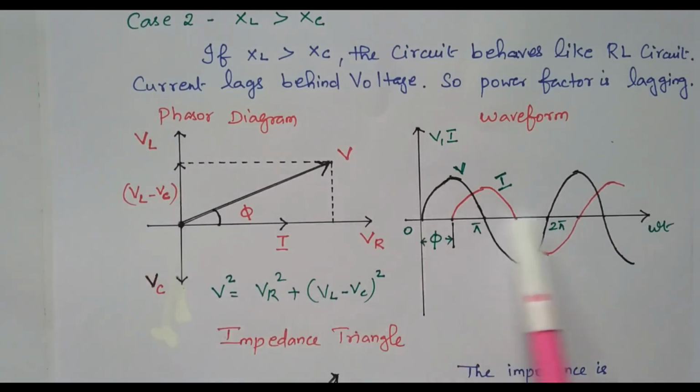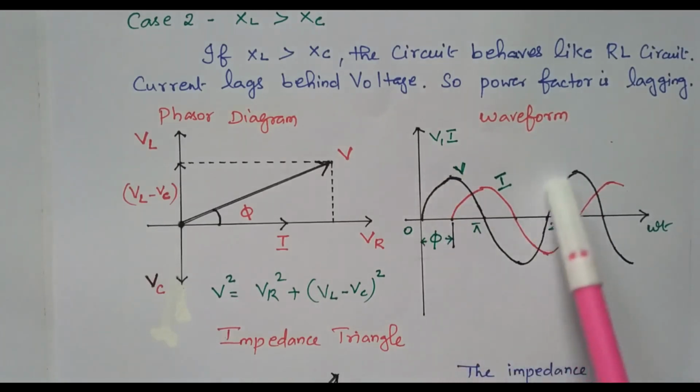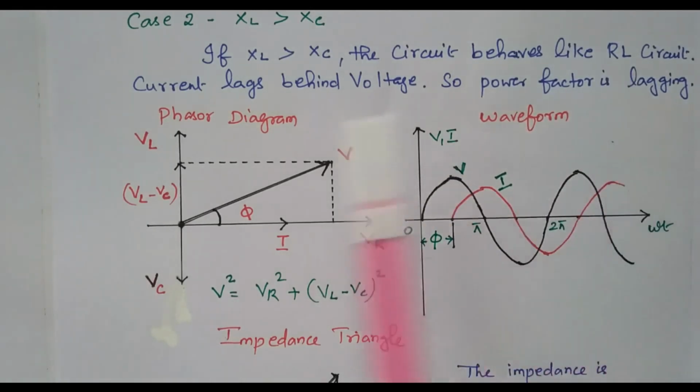Based on that, the waveform is available. This is the voltage, which starts at 0 degrees. Here, in the RL circuit, the current is lagging. So the current starts after some time, that is a phi angle. After the phi angle only the current starts. So the current lags the applied voltage by phi. There is a lag between current and voltage; the current is lagging by an angle of phi. This is the current waveform, and this is the voltage waveform.